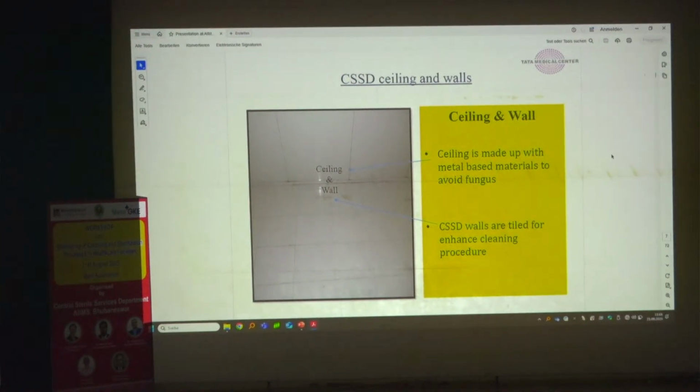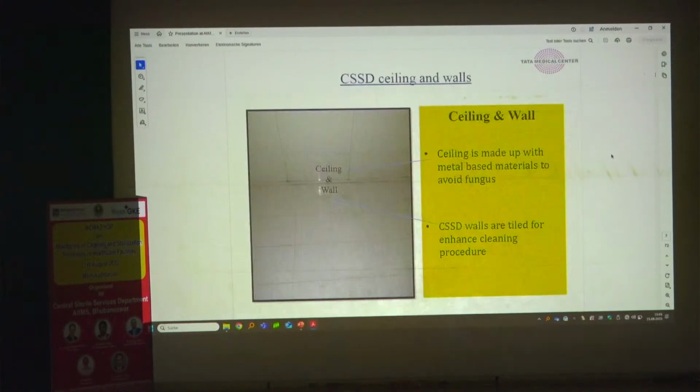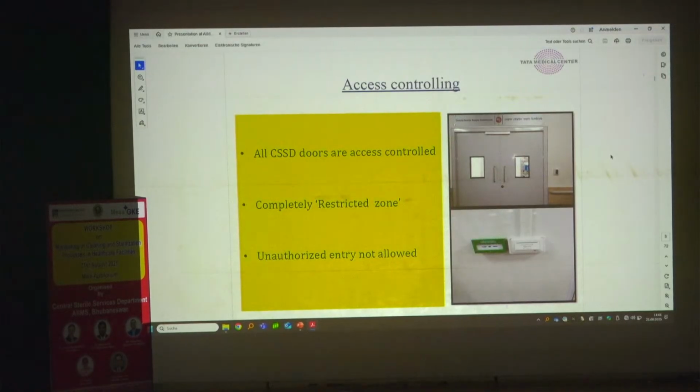Except for the CSSD sterile storage, every wall should be tiled. It is better for easy cleaning purposes. The wall of the sterile store should have antifungal painting. This is the access control area. All the CSSD doors should be access controlled, completely restricted from outside traffic, and unauthorized entry should be restricted.